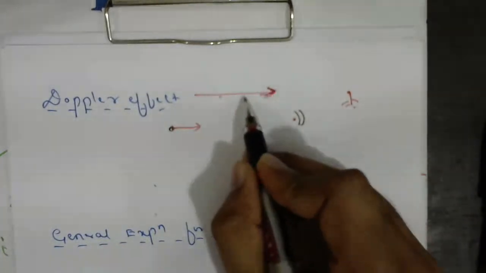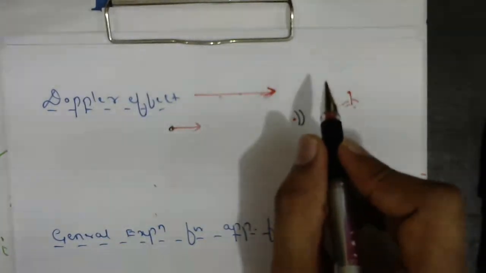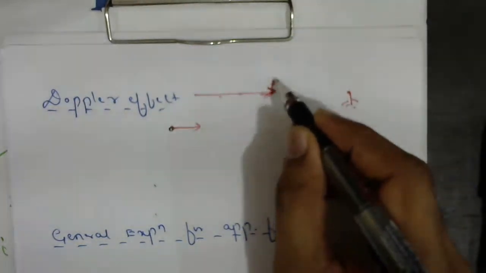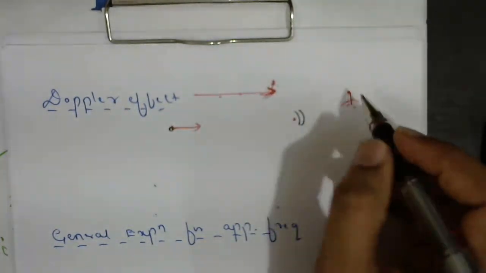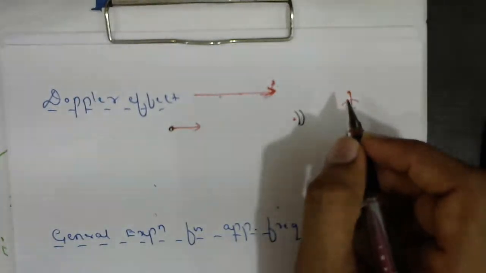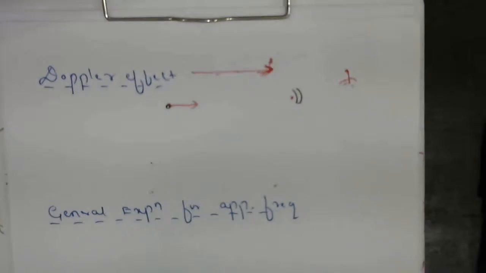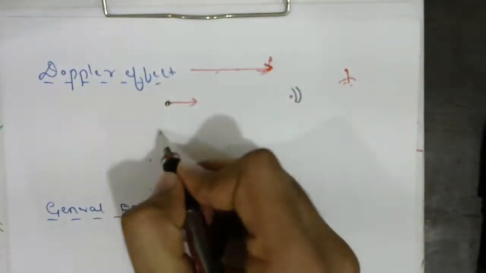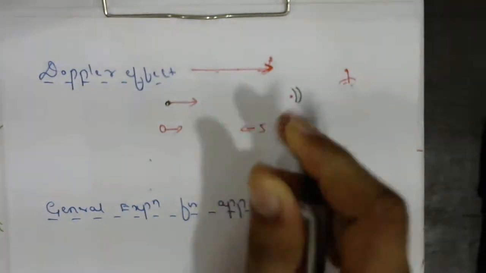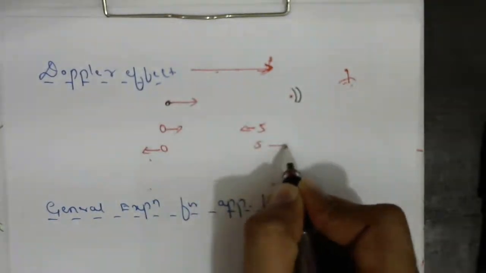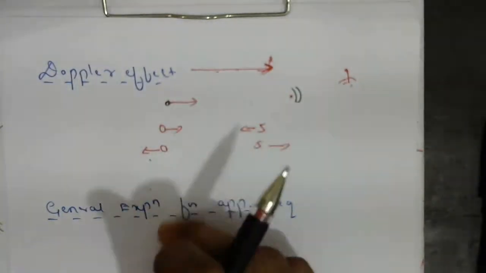It means that whenever there is motion, the frequency of sound is changing. The actual frequency of sound is different from what you are hearing. So whenever there is relative motion between source and observer, the apparent frequency of sound heard by the observer is different from the actual frequency. That phenomenon is called the Doppler effect. When the distance between source and observer is decreasing, the frequency increases. When the distance is increasing, the frequency decreases.